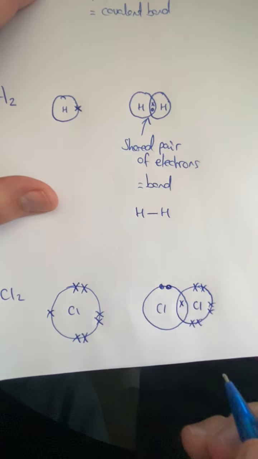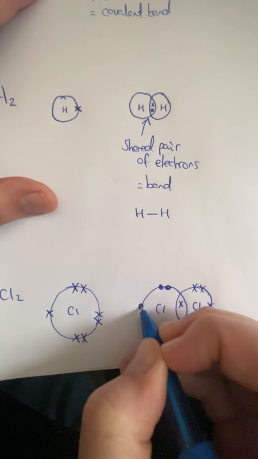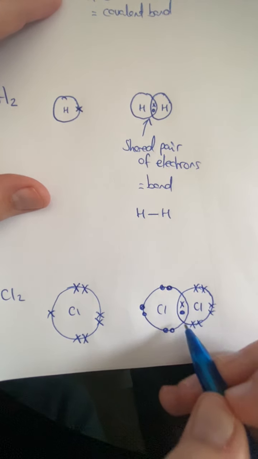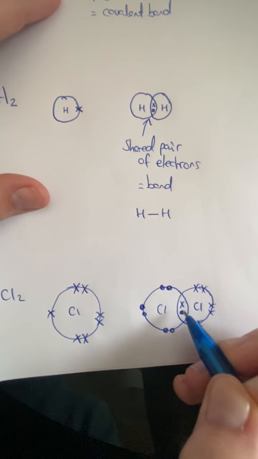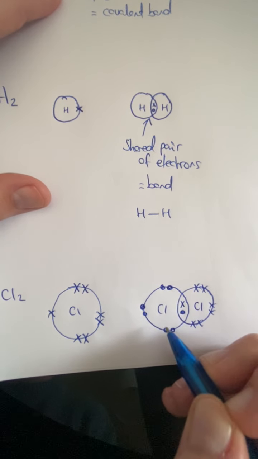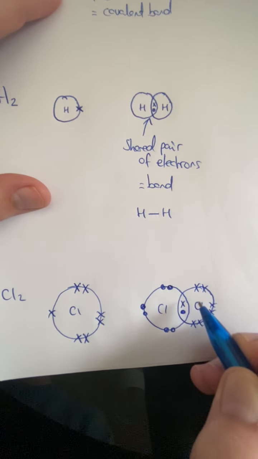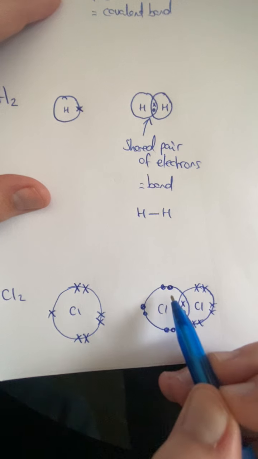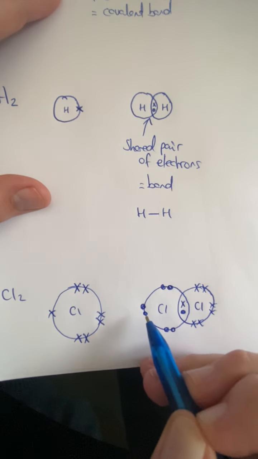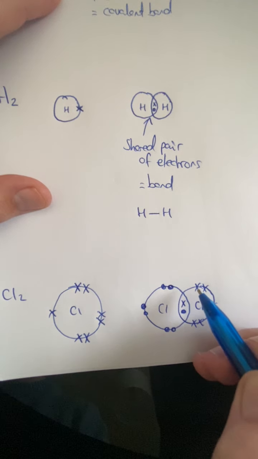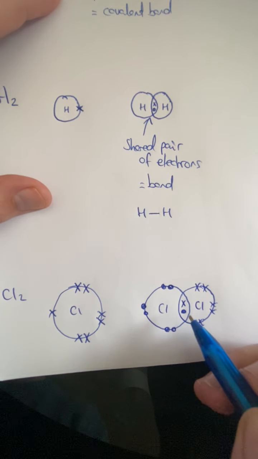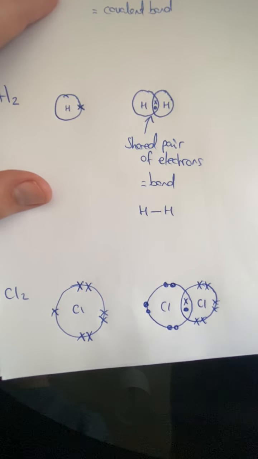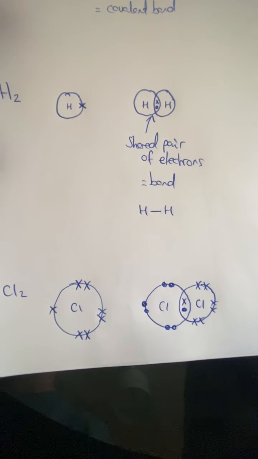This time we use dots: 1, 2, 3, 4, 5, 6, and 7. Now this part in here is the overlapping part, and because there's 2 electrons in it, one coming from this chlorine atom and the other coming from this chlorine atom, each chlorine atom now has 8 electrons and is going to be stable. 1, 2, 3, 4, 5, 6, 7, and 8. Over here, 1, 2, 3, 4, 5, 6, again 7 and 8. So they both have 8, and that's what you're always going to look for: a full outer shell of electrons.